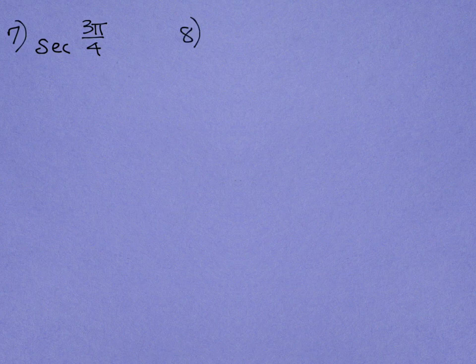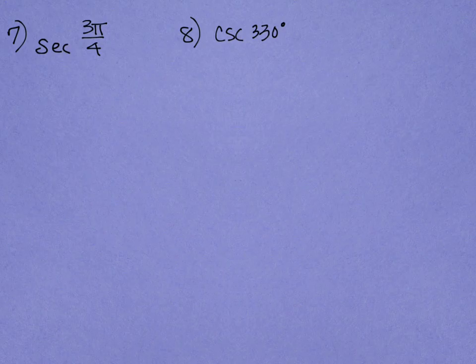And for number 8, let's do the cosecant of, let's see, something interesting maybe. Let's do 330 degrees. Yeah, that'll be fine. We'll see if those do what I want them to do. If they don't, I'll create another one. It's not a big deal. All right, secant of 3 pi over 4.